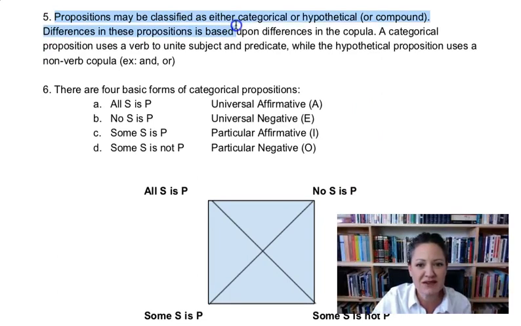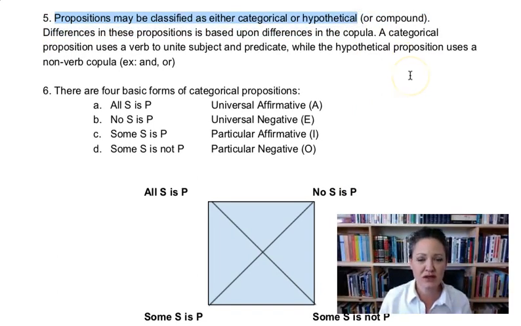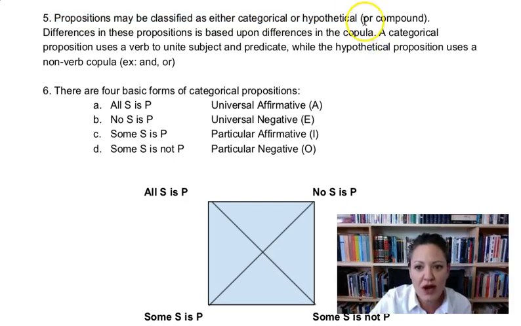Propositions may be classified as either categorical or hypothetical. Aristotle gave us categorical propositions, categorical statements. And hypothetical comes later in the history of logic because later philosophers saw, hey, wait, sometimes we make judgments that aren't categorical. So we are going to learn the distinction between categorical and compound hypothetical judgments, and then syllogisms later.